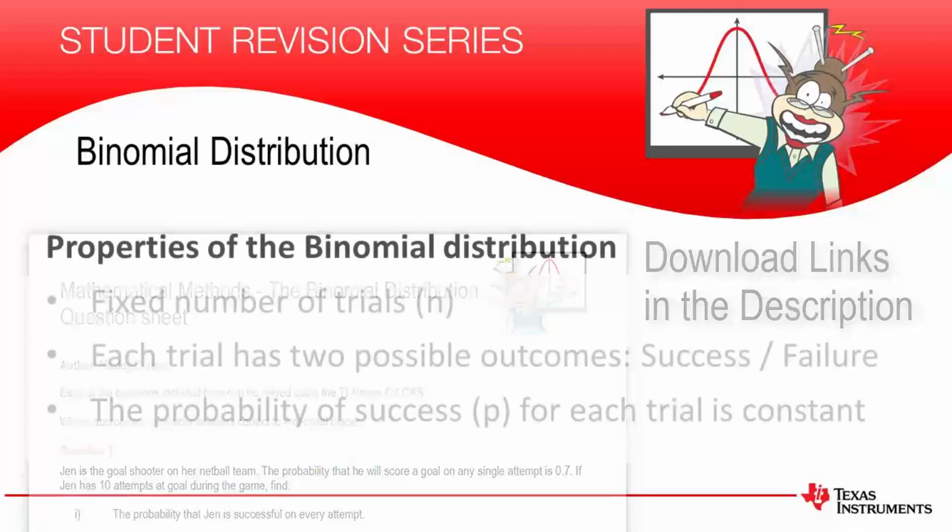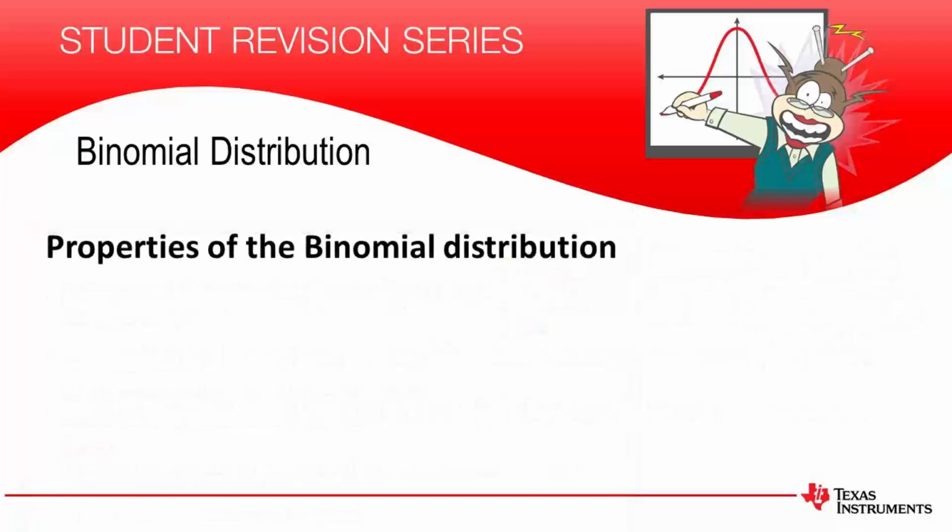So let's talk about the binomial distribution. Some of you may have studied this already. Others may be a little rusty. There are some particular properties that identify a binomial distribution as being a binomial distribution. The name binomial gives it away a little bit. So it has something to do with two.